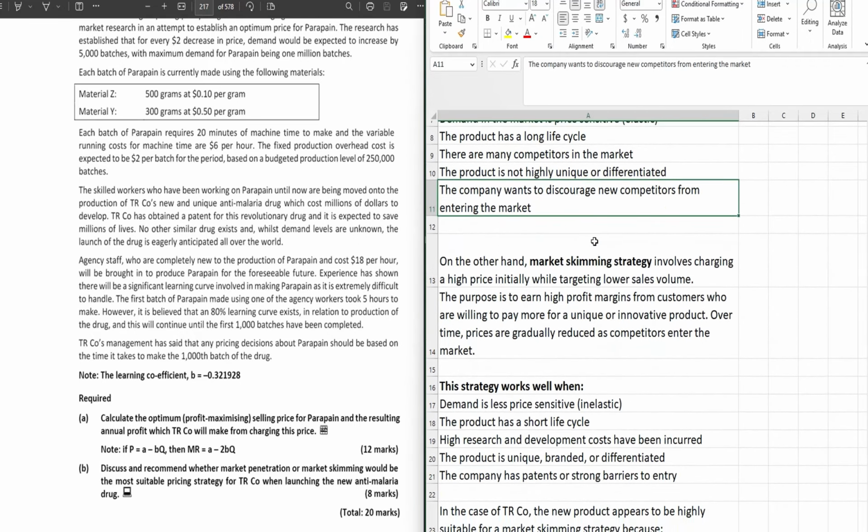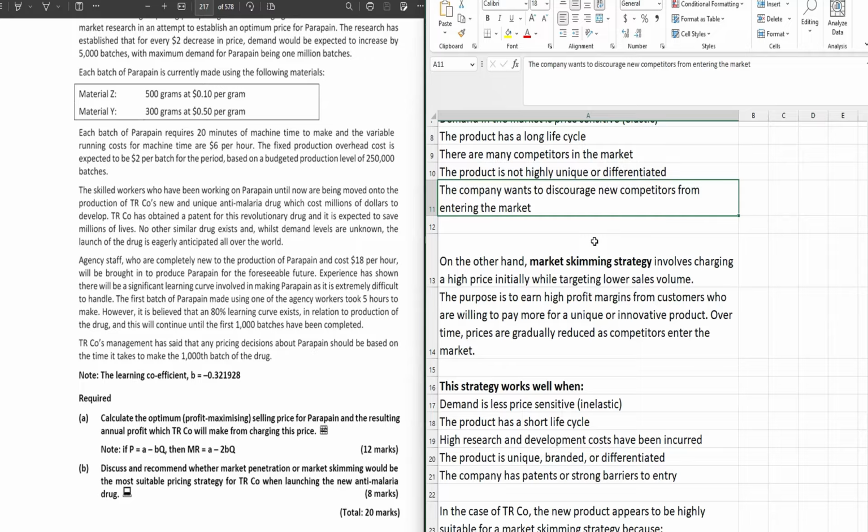Whereas on the other hand, the question also mentioned the market skimming strategy. And what is this strategy? It involves charging a higher selling price initially, whereas targeting low sales volume. So the main purpose of charging a higher selling price is to earn a high profit margin from the customers who are willing to pay more.